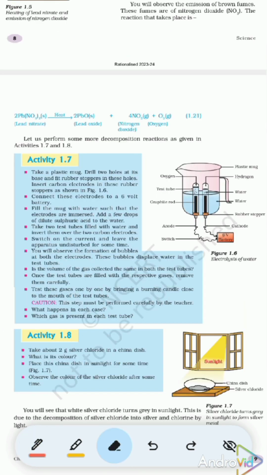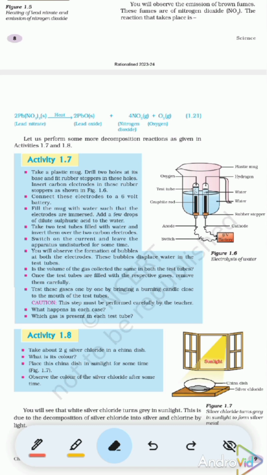The reaction that takes place is lead nitrate, that is 2Pb(NO3)2, which is a solid, when heated decomposes to lead oxide, 2PbO, which is a solid, along with nitrogen dioxide gas, and oxygen is released.